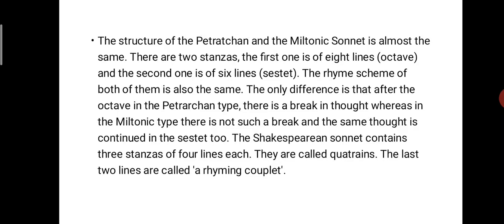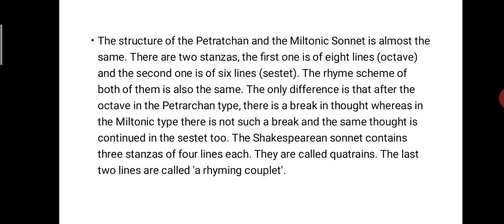The structure of the Petrarchan and the Miltonic sonnet is almost the same. There are two stanzas. The first one is of 8 lines, called the octave, and the second one is of 6 lines, called the sestet. The rhyme scheme of both is also the same. The only difference is that after the octave in the Petrarchan type, there is a break in thought, whereas in the Miltonic type there is no such break, and the same thought is continued in the sestet also.